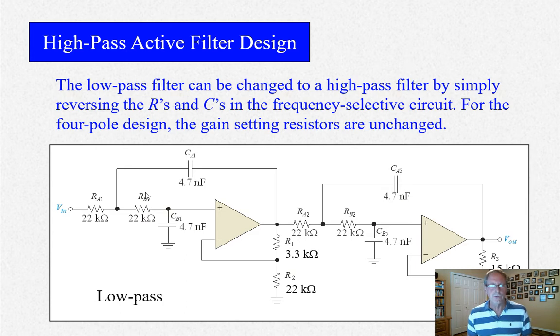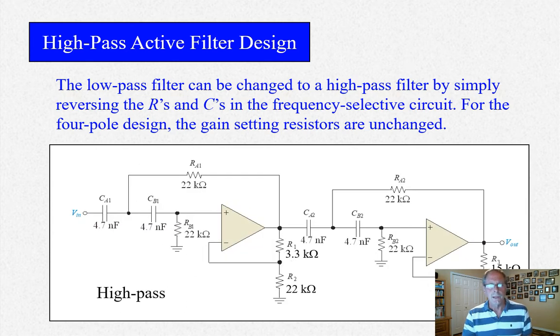So let's see if we can show that to you right there. So that resistor, RA1, was a capacitor before. That was CA1. Now that CA1 is now a capacitor. It used to be a resistor, and so on. Same with these two. And it'll have the exact same performance as the low pass filter, only now it's high pass. Okay, so instead of getting a roll off at a high frequency, it'll get a roll off at a low frequency. Okay, pretty simple, right?